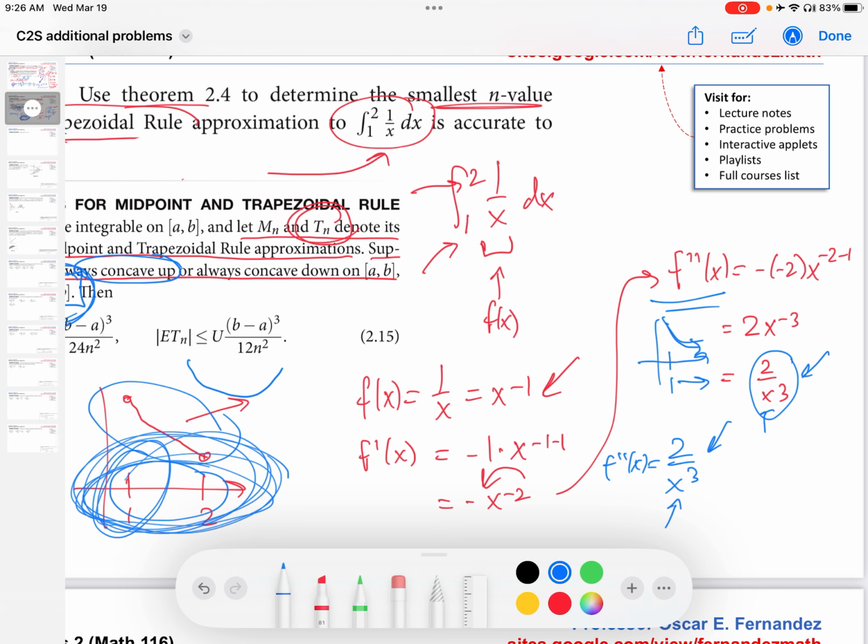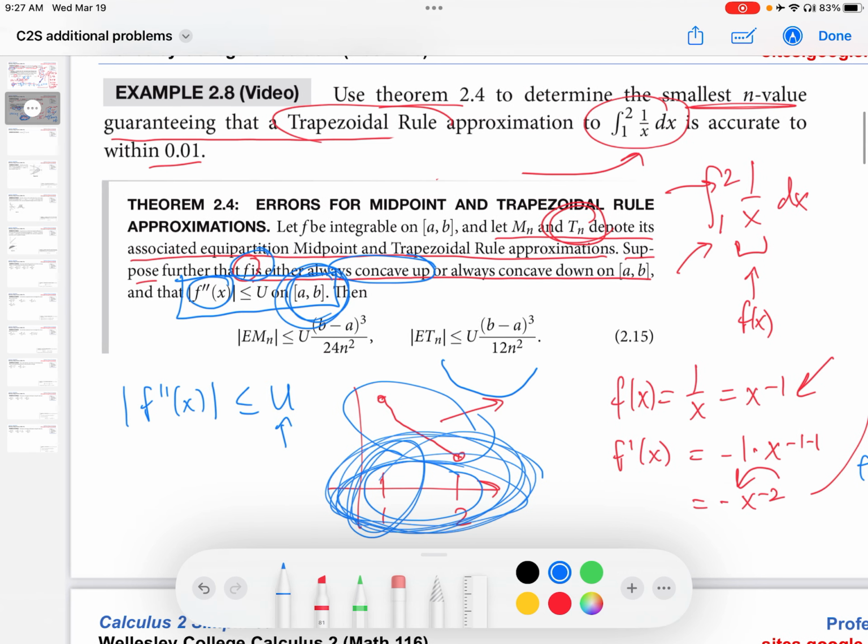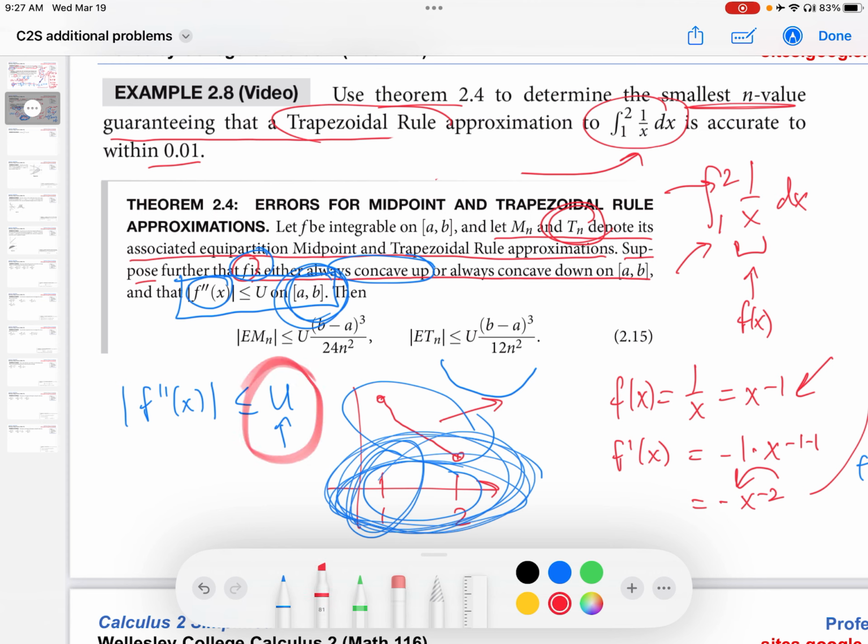So the largest value of 2 over x cubed is going to be when x is all the way at 1, right? Largest values up here. So we already know that our f double prime x values are positive. Talked about that a minute ago. So our absolute value doesn't change the function. And so we just talked about the fact that 2 over x cubed is largest at x equals 1, and its value is 2. So that tells us that 2 over x cubed is less than or equal to 2. And this is the u value that we are looking for here on the left, right? This is the u value that we need.